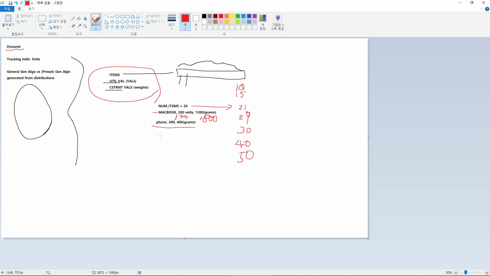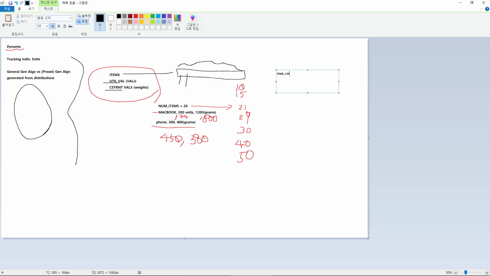And maybe if I change my phone to a better one, which would give me 450 units of utility value, but which somehow got lighter as well, so 380, something like that. So all of these things could change, and if these things change, well, naturally, the max constraint can also change, or should change as well.